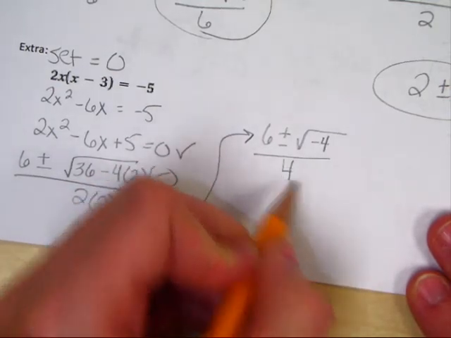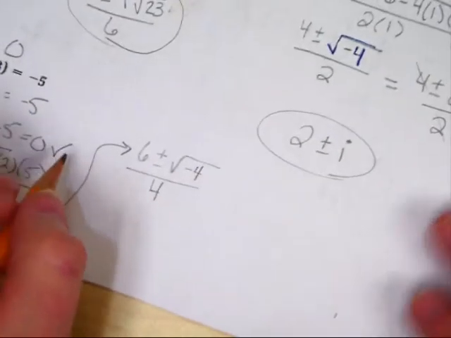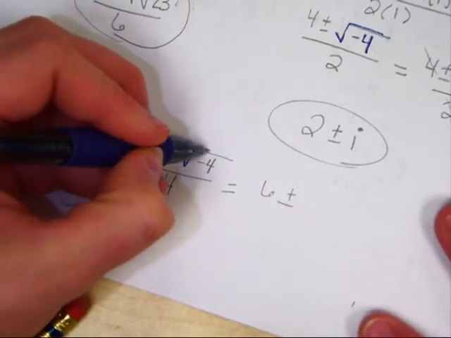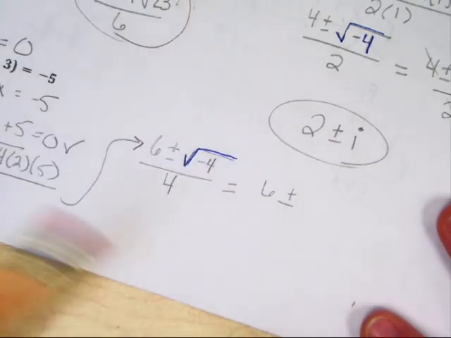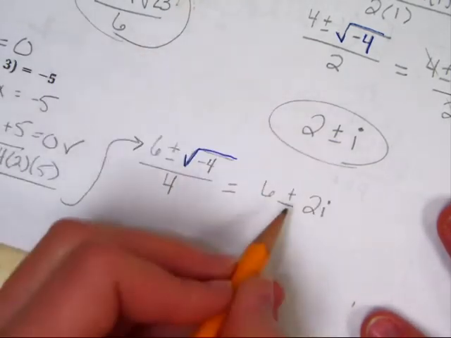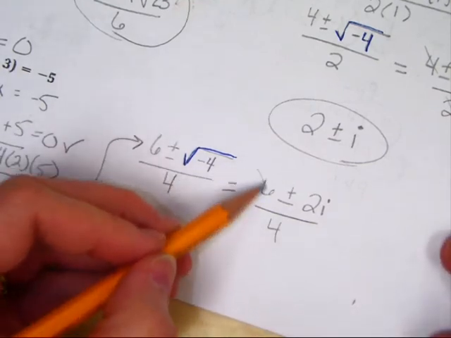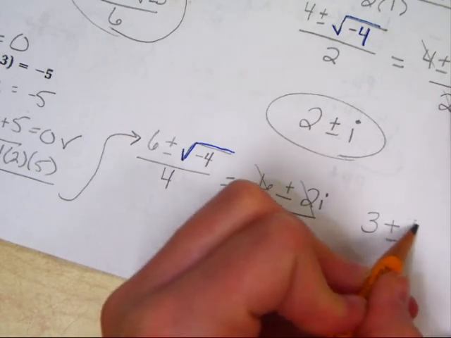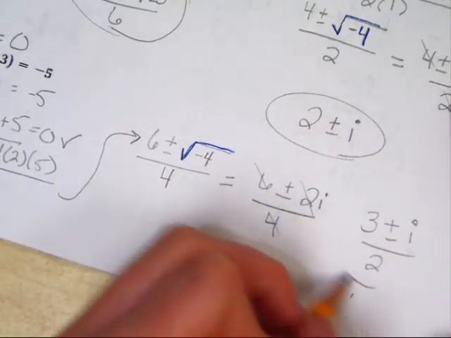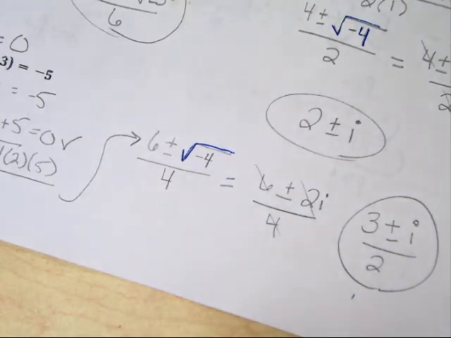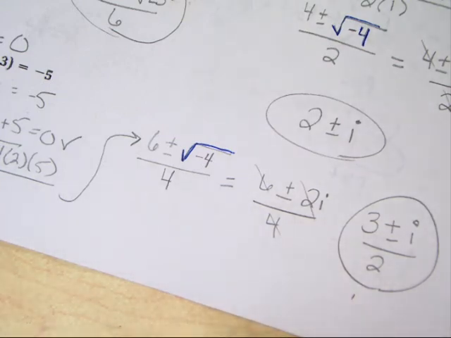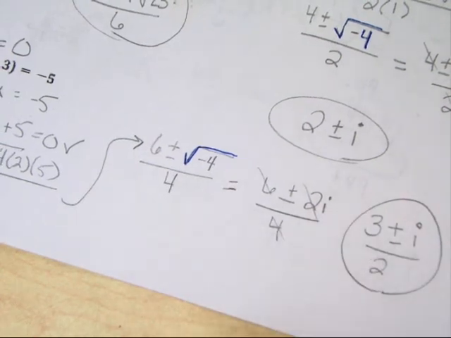All over 4. Well, that's going to equal 6 plus or minus, I know you guys know the square root of 4 is 2. This is imaginary though, so 2i, all over 4. Every single thing reduces by 2, so you write 3 plus or minus i, over 2 as your final answer. So you can see that if you can always factor, I would not use completing the square. I would always go to the quadratic formula if you don't know how to factor it.